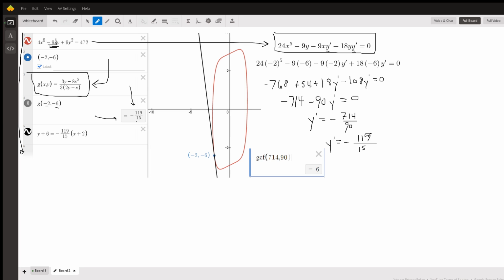Once you get to here, the greatest common divisor of 7, 14, and 90 is 6. So you can divide numerator and denominator by 6. There's the slope.